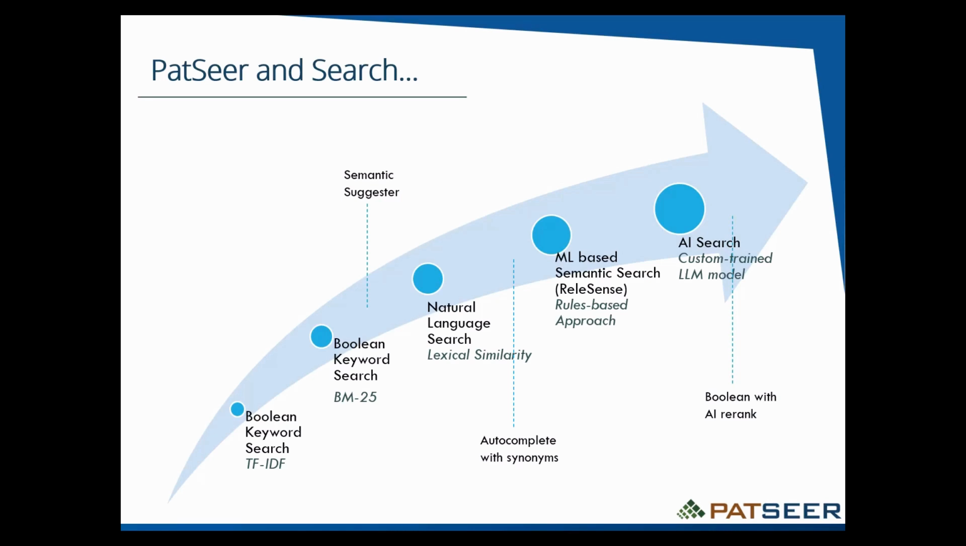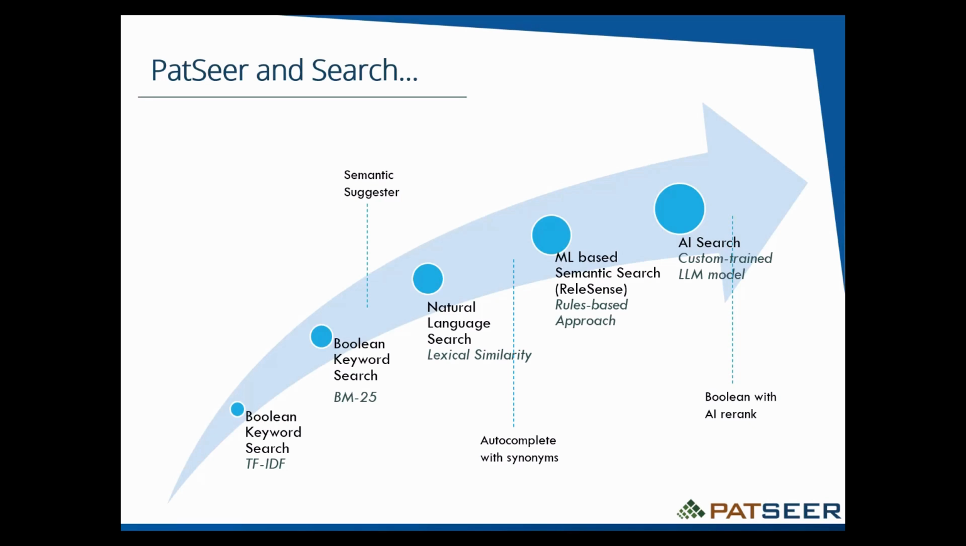A couple of years later, we then launched our first ML-based semantic search. And this semantic search relied on a rules-based approach, and the rules engine is what we call ReliSense. This was an enhancement over our previous paragraph search in the sense that the system leveraged various rules to decide how the paragraph was to be interpreted. This ML-based approach also had its own limitations.